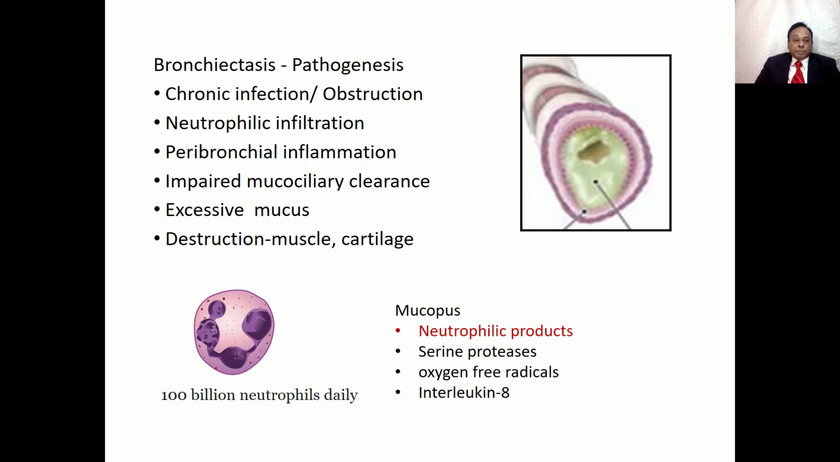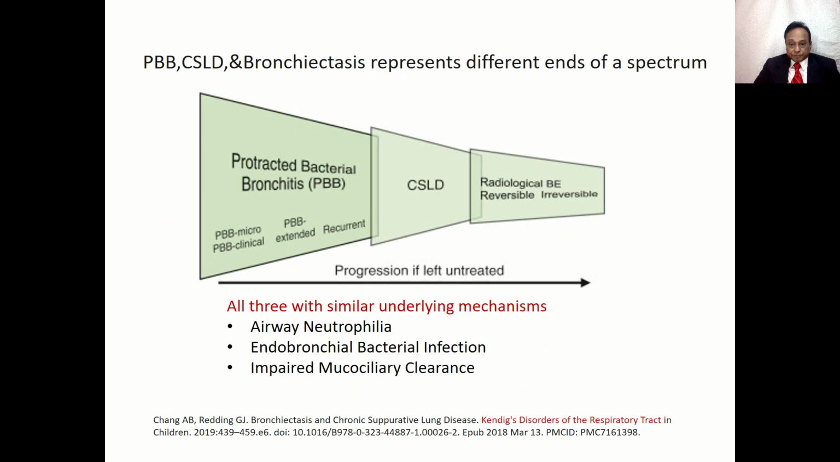and there is destruction of muscle and cartilage. The neutrophils play a very important role in this destruction. Normally, even in a normal person, roughly 100 billion neutrophils are produced per day. In these people there are enormous numbers of neutrophils, and they are the suicide bombers. They want to attack the organisms, so they release a lot of neutrophil products, like serine proteases, oxygen free radicals, interleukin 8, and this becomes mucopus. That's the reason why these people bring up a lot of pus in the early morning hours.